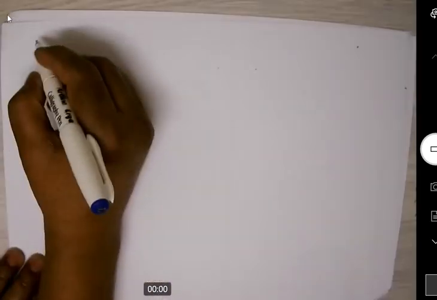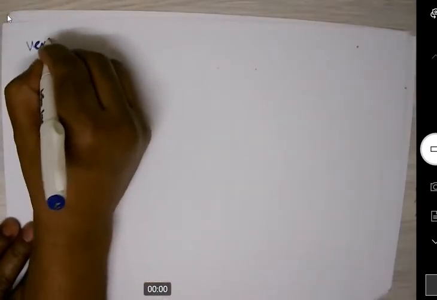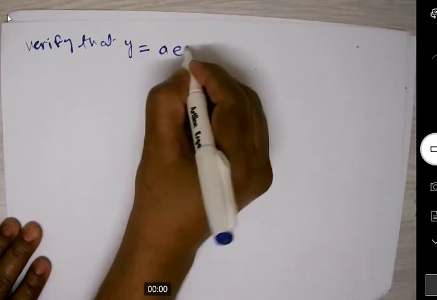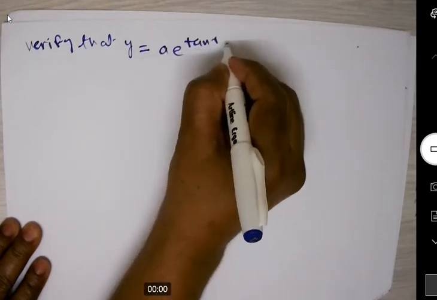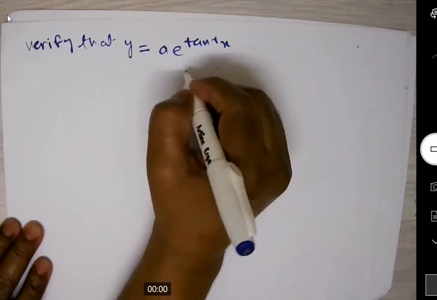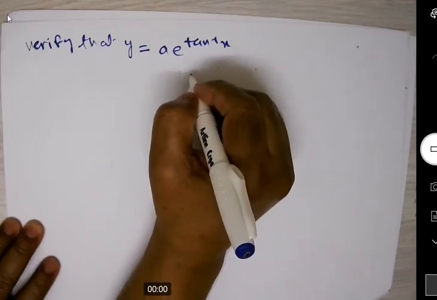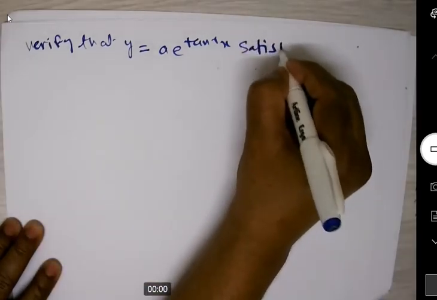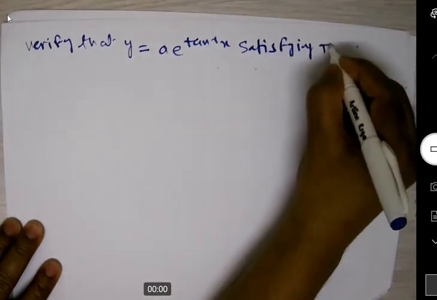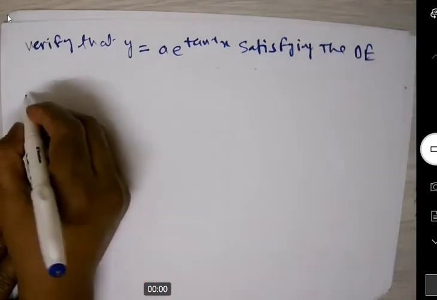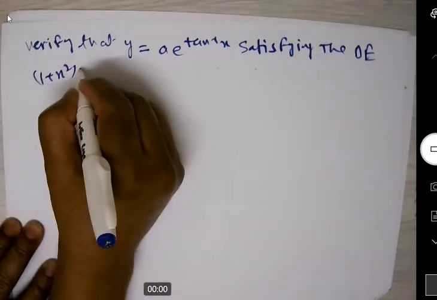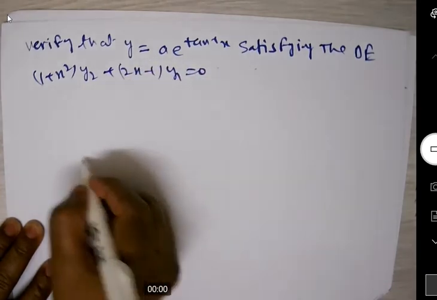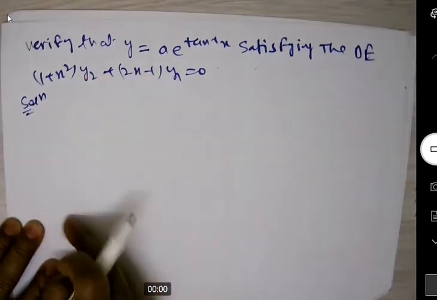Another example related to that one: verify that y equal to a e power tan inverse of x satisfies the differential equation 1 plus x square y2 plus 2x minus 1 y1 equal to 0. So now I am going to check that one. y2 is required, that means second derivative.